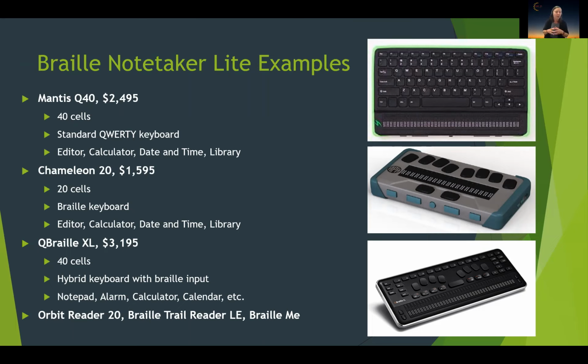But anyway, the Chameleon 20 is 20 cells of refreshable Braille. It has the Braille keyboard and those Humanware thumb keys along the front, and it also has a home button in the center. So that's something that's a little bit different too. It has an editor, a calculator, date and time, and a library. So you can access Bookshare, NLS, and NFB Newsline on this as well, and build your library directly on your device, which is nice. And it has Wi-Fi capabilities.